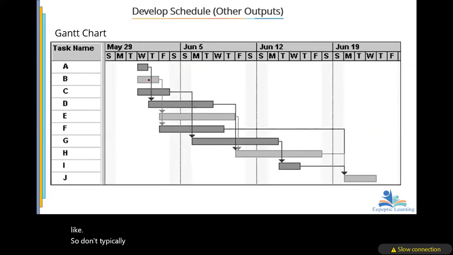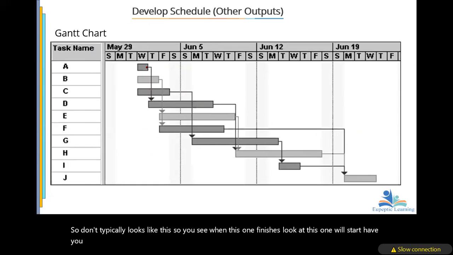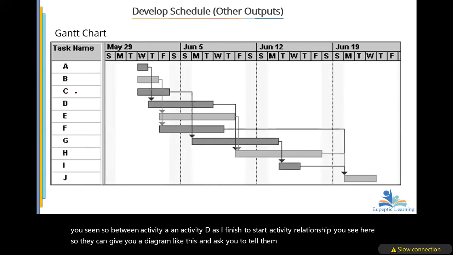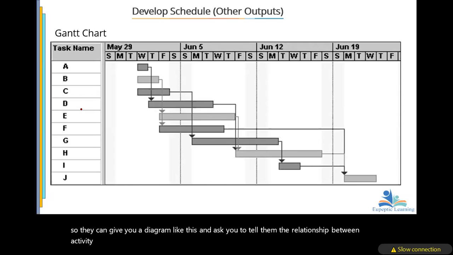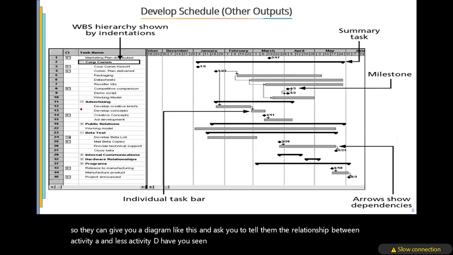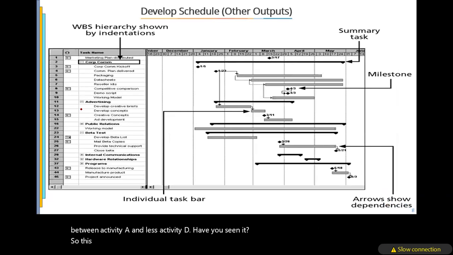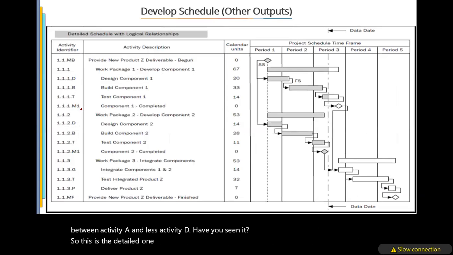So you see, when this one finishes, look at this, this one will start. Have you seen? So between activity A and activity D, there's a finish to start relationship. You see here. So they can give you a diagram like this and ask you to tell them the relationship between activity A and, let's say, activity D. Have you seen it? So this is the detailed one.